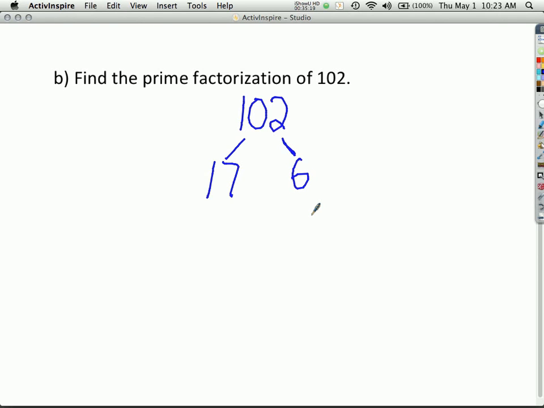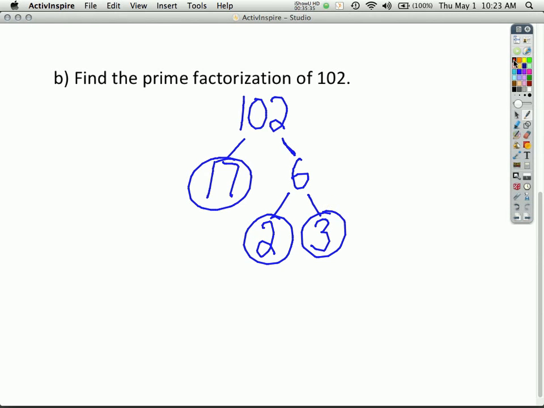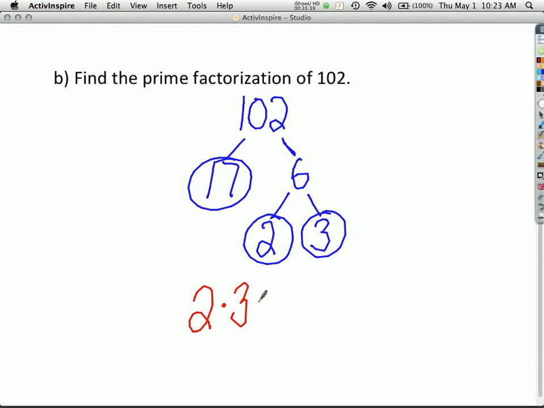So now check for prime. 17 is actually prime. 6, you should know, is not. And that can be a 2 and a 3. Prime, prime. The prime factorization for 102 is 2 times 3 times 17. Savannah? You always have to put the smallest number first. Yes.